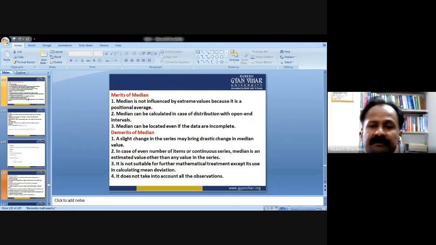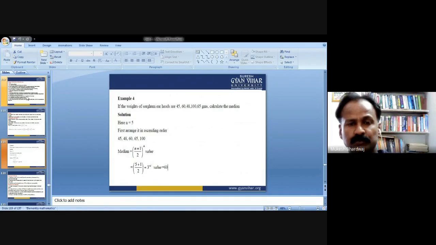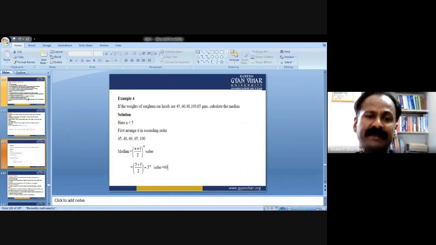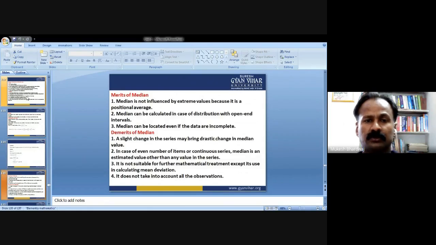Now, merits of median. Median is not influenced by extreme values because it is a positional average. Median can be calculated in case of distribution with open-end intervals. So the first merit is that median is not influenced by extreme values because it is a positional average. Why are we calling it an average? Because, according to the formula, you have seen n plus 1 by 2. So basically the median lies on this position, but this position is calculated through the average. So median is not influenced by extreme values because it is a positional average.